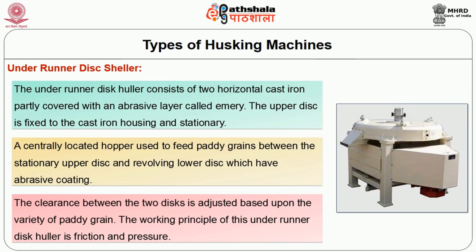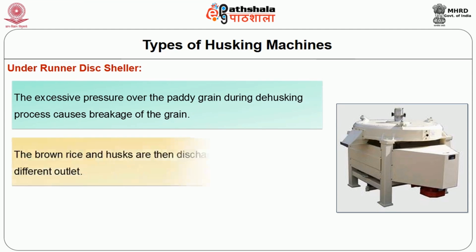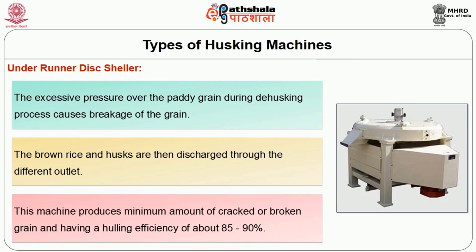The working principle of this underrun disc huller is friction and pressure. The excessive pressure over the paddy grain during the dehusking process causes breakage of the grain. The brown rice and the husk are then discharged through different outlets. This machine produces a minimum amount of cracked or broken grain and has a hulling efficiency of about 85 to 90%.